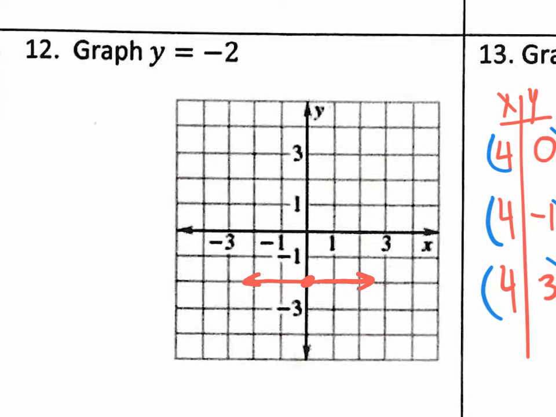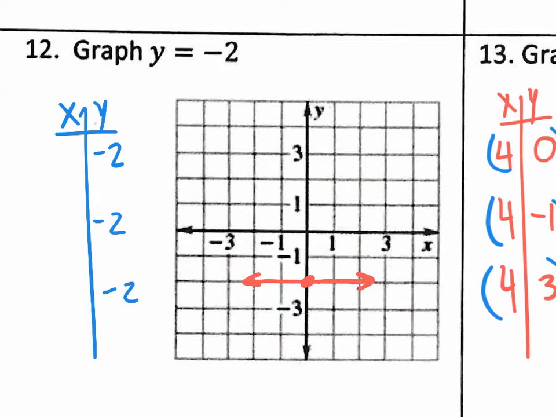I mean, to understand it better, it's a good idea to do the XY table, plug in negative 2, negative 2, negative 2 for y, because that's the only thing that this cares about. You can plug in any numbers you want, negative 3, 0, 1. You can plug in any numbers you want for x, because there is no x. And you will get this exact horizontal line crossing the y-axis at negative 2.